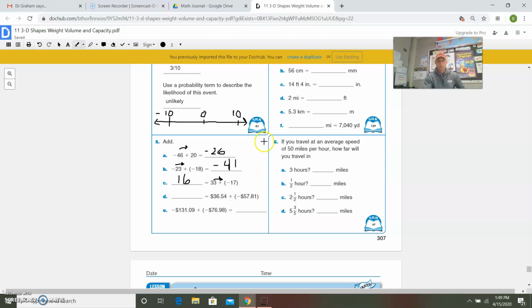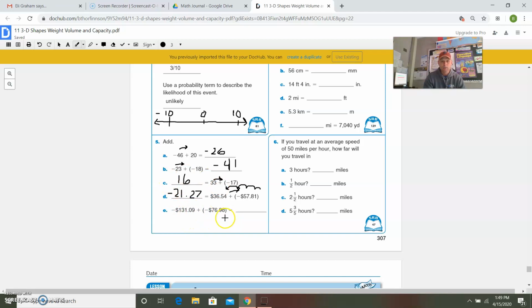This one, we're going to start at $36.54, same as this one here. We're going to face our positive numbers, facing this way, but we are walking backwards when we walk. So we're walking this way on that number line, and the answer to this one is negative 21 and 27 cents.